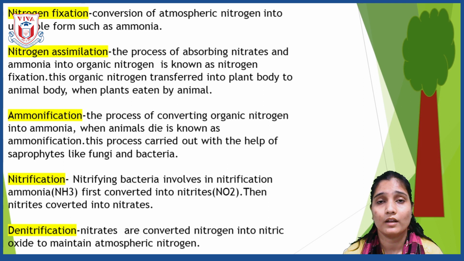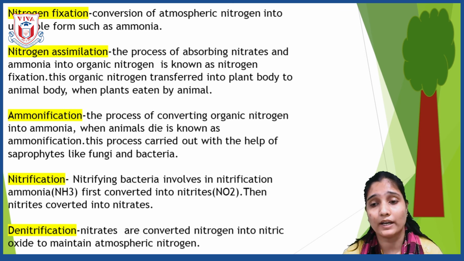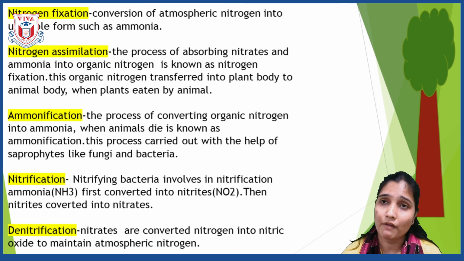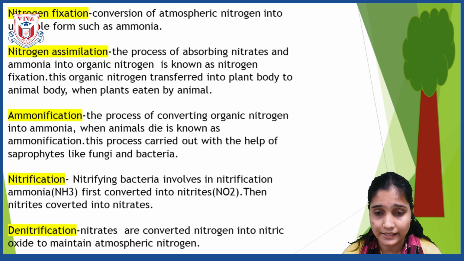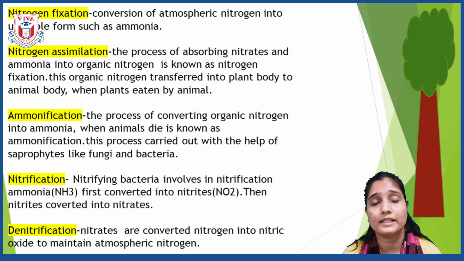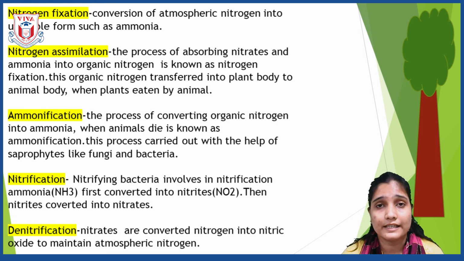The third one is ammonification. Ammonification is the process of converting organic nitrogen into ammonia when plants and animals die. This process is carried out with the help of saprophytes like fungi and bacteria. Next is nitrification. Nitrifying bacteria are involved in nitrification. Ammonia is first converted into nitrites and then nitrites are converted into nitrates with the help of nitrifying bacteria.